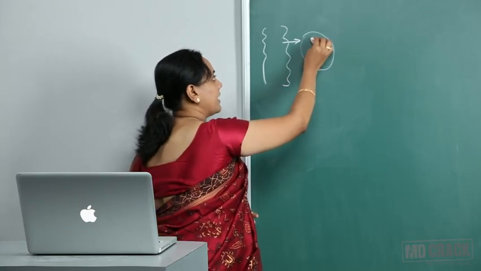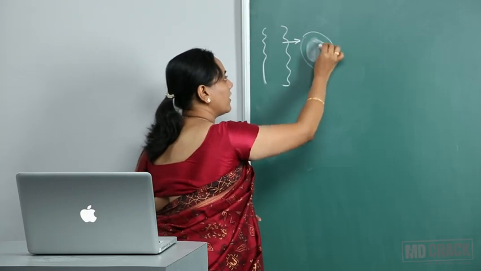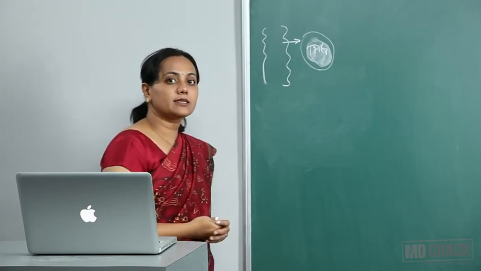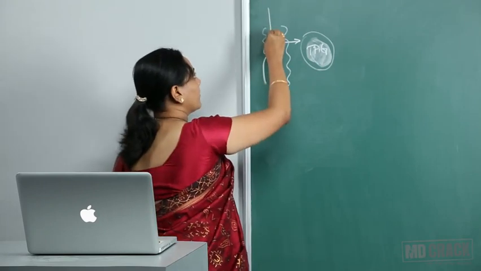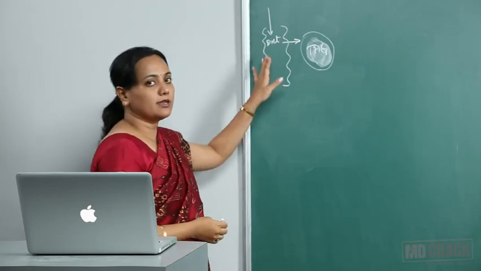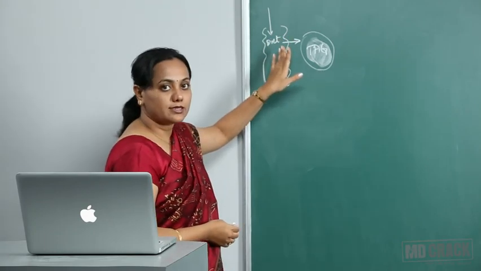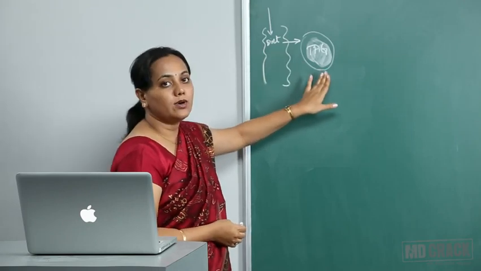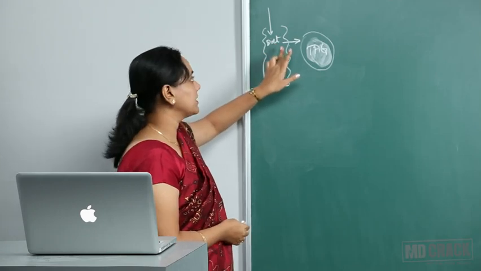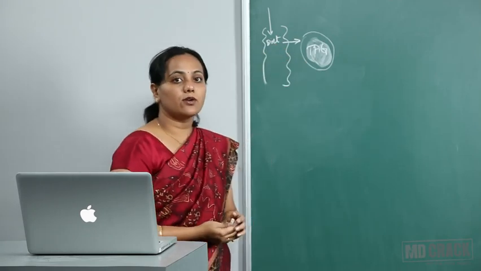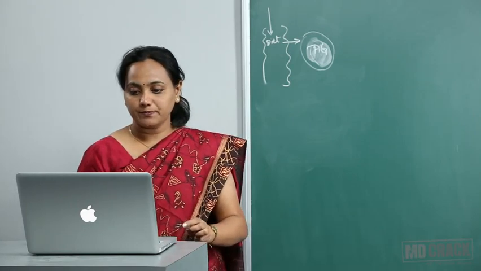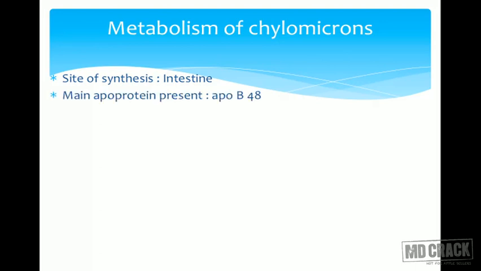What does it contain? It has a huge content of triacylglycerol. From where did this triacylglycerol come? It came from the diet. So the diet contains triacylglycerol. This triacylglycerol is digested, it is absorbed, and now it is in the chylomicron. One thing to be remembered is that this dietary triacylglycerol, we call the exogenous triacylglycerol. So the site of synthesis is the intestine.